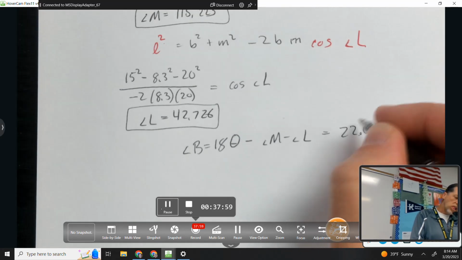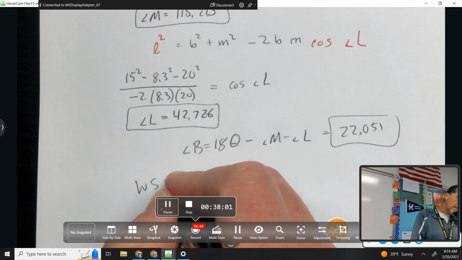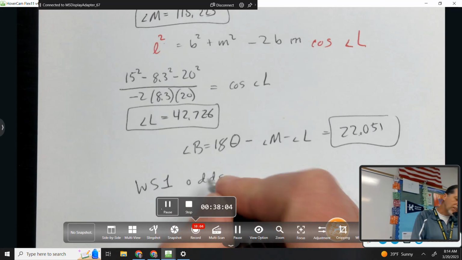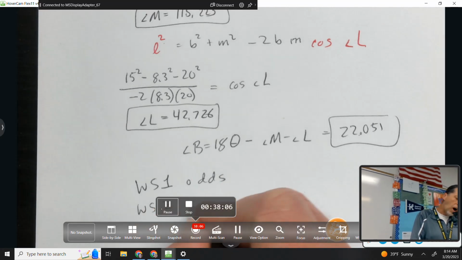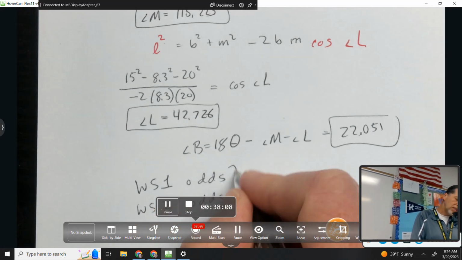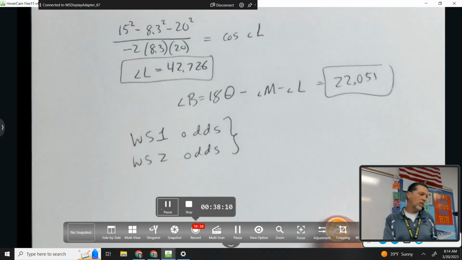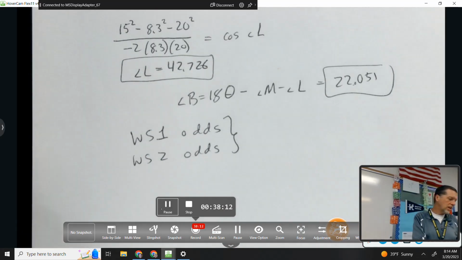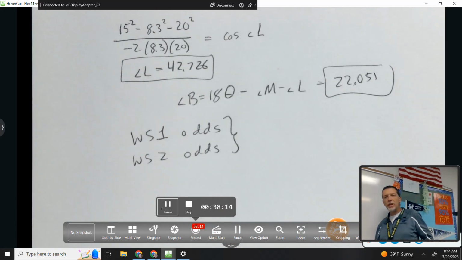All right, today's assignment, worksheet 1, odds, that's law of sines. Worksheet 2, odds, that's law of cosines. So we sort of squeezed 2 lessons into one, but it's really not that big of a deal. Tomorrow we'll have picture problems. Wednesday we'll review. Friday we'll test. So yes, it's a quick turnaround. On the other hand, you've seen everything that's on the test.